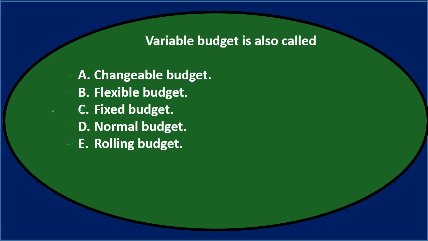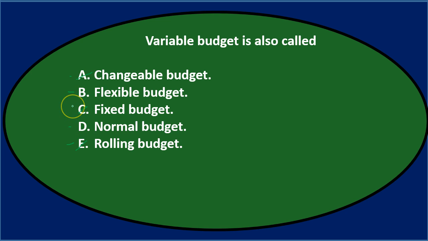So let's go through it again. Variable budget is also called a changeable budget, A, B, a flexible budget, D, a normal budget, or E, a rolling budget. Now, of those terms, the rolling budget probably should sound a little bit strange. That has to deal with timing. So it's actually not a rolling budget. A changeable budget, although that might be a term that could be used, it sounds a little bit awkward to me. It's not usually called a changeable budget. So I don't think that's going to be it.